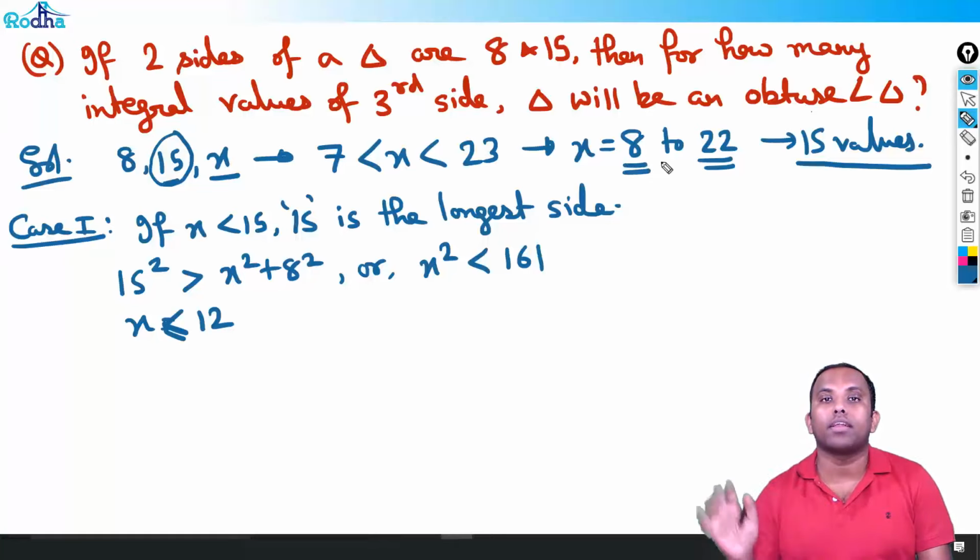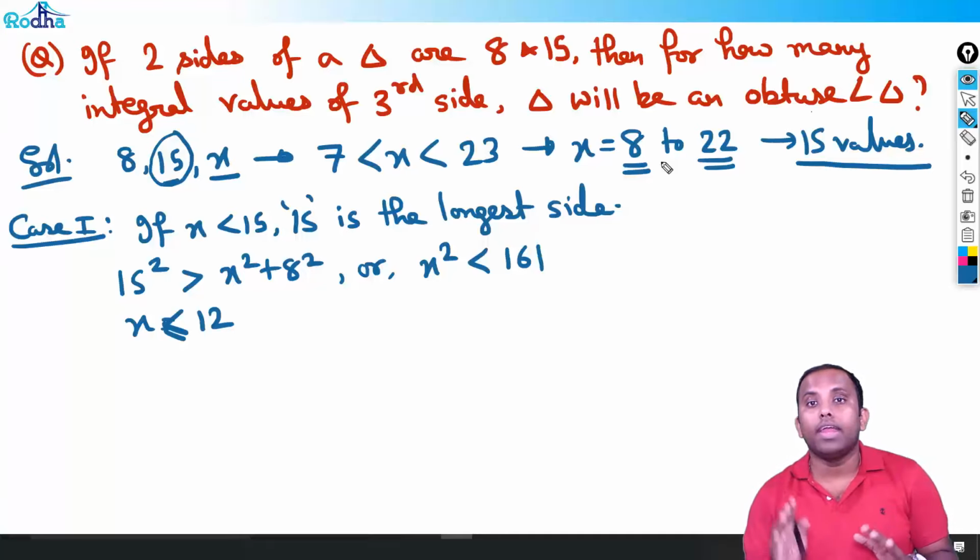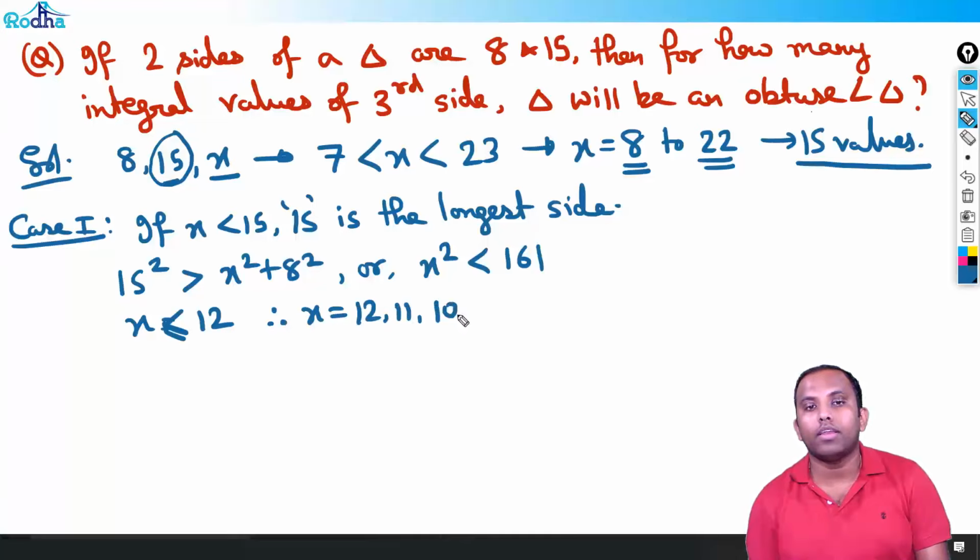Forget about obtuse angle triangle, only a triangle can't be formed, right? Because what is the condition for formation of a triangle? X should be between 8 and 22. That means x is less than or equal to 12, right? Therefore, x can take 5 values. That is, x is equal to 12, 11, 10, 9, 8, right? So here x can take 5 values.